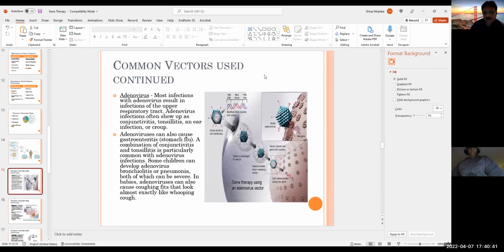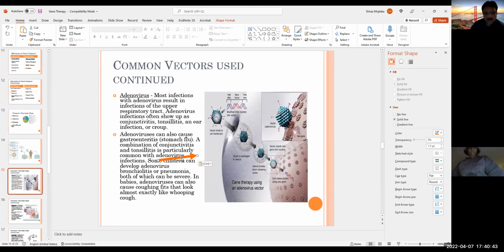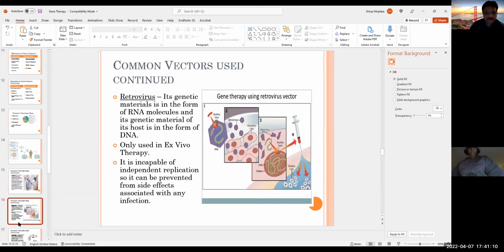Similarly, with adenovirus, the genes which cause disease have been removed. How are the genes removed? Of course, by using restriction enzymes. Restriction enzymes are a tool which can remove the genes that cause viral propagation, but they need healthy genes that can cure the disease. So yeah, retroviruses.